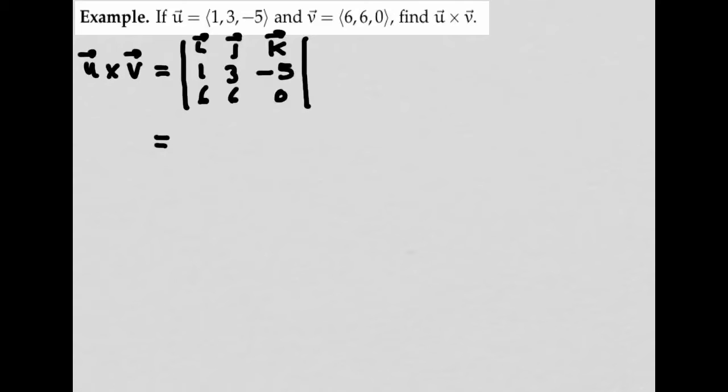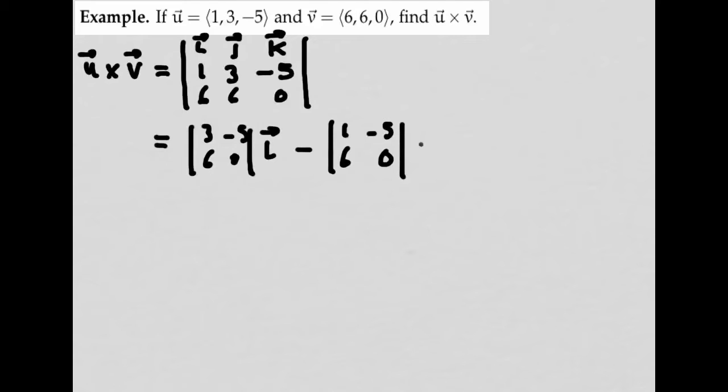That's equal to the 2 by 2 determinant 3, negative 5, 6, 0 times the vector i minus the 2 by 2 determinant 1, negative 5, 6, 0 times the vector j plus the 2 by 2 determinant 1, 3, 6, 6 times the vector k.